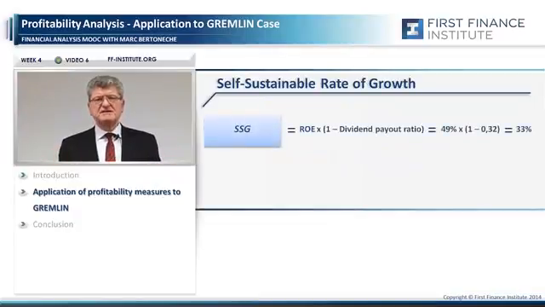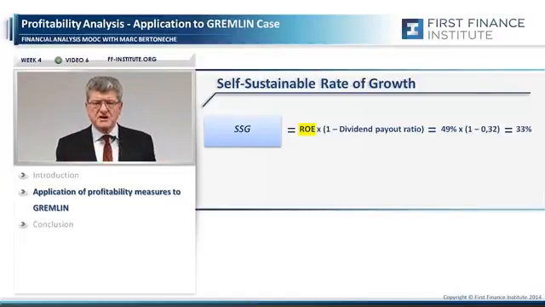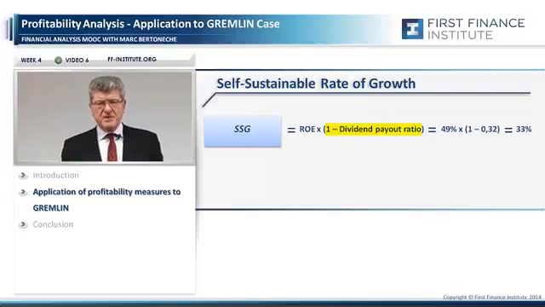What is the self-sustainable growth of GREMLIN in 1996? Remember the formula? SSG, self-sustainable growth, is equal to the ROE multiplied by 1 minus the dividend payout ratio. So, SSG is equal to 49%, ROE, multiplied by 1 minus 0.32, 32%. And the whole thing is equal to 33%.